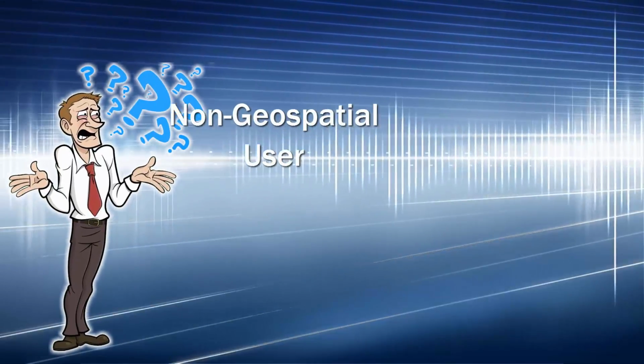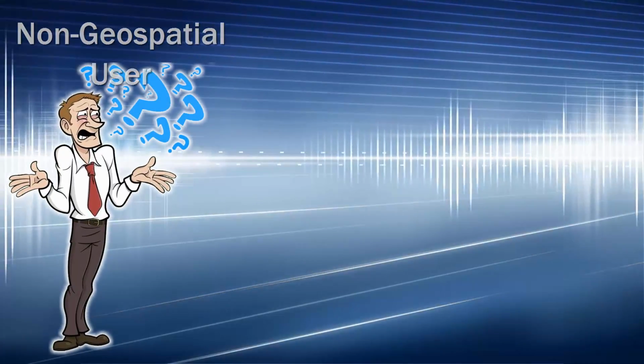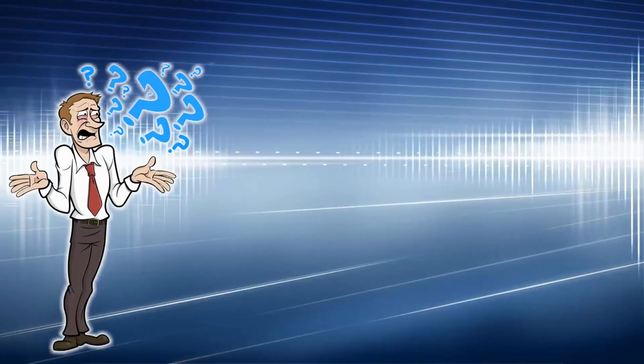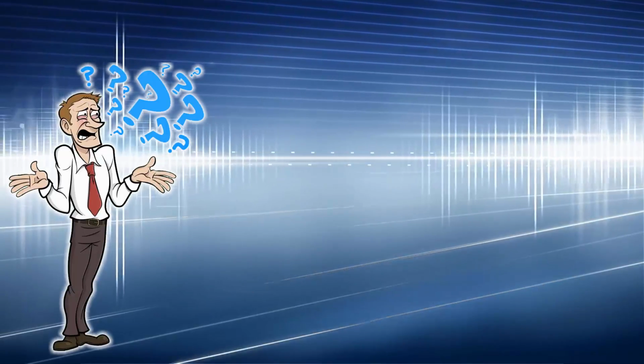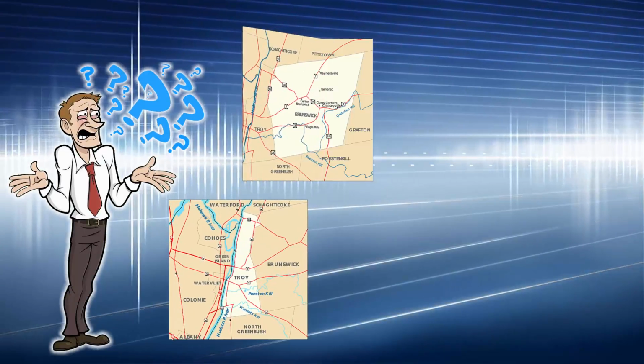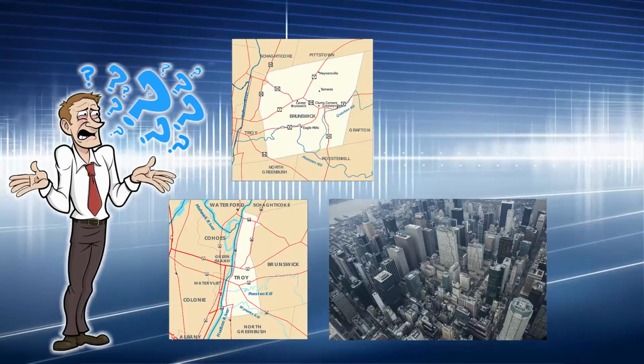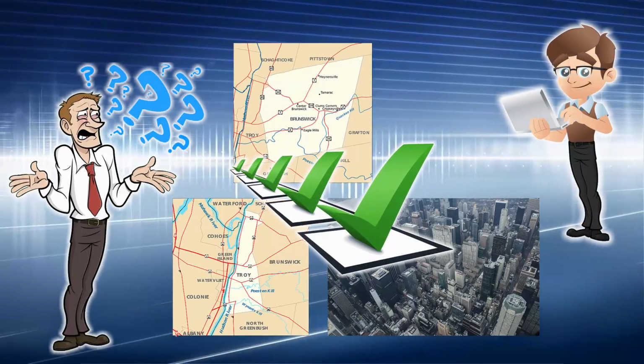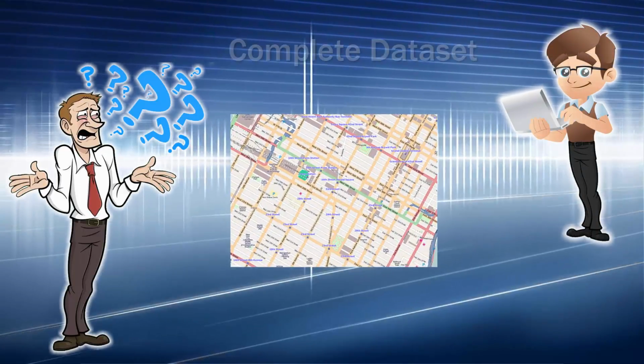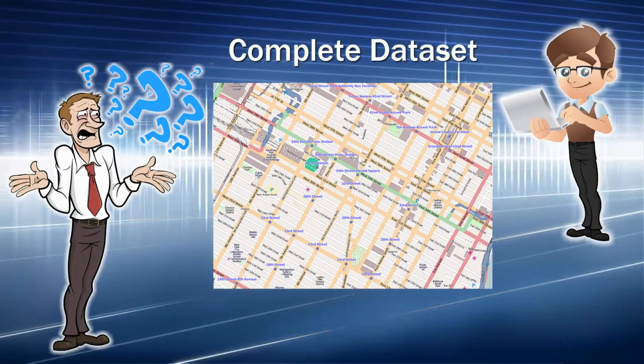Our second actor is a non-geospatial user and is not so technically savvy. He does, however, have access to various types of data sets over New York that he would like to have analyzed for data quality and merged into a more complete data set.